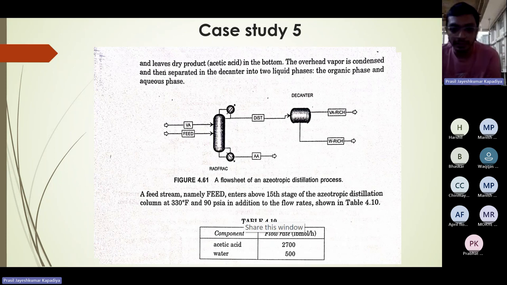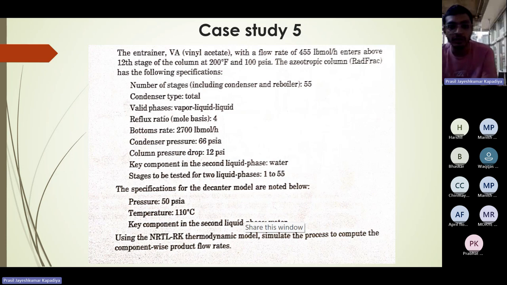The feed stream, namely feed, enters about the 15th stage of the azeotropic distillation column at 330 Fahrenheit and 90 psia, in addition to the flow rates shown in the table. So here acetic acid and water flow rates are given, and the temperature, pressure condition and the feed tray location are given for acetic acid and water. The entrainer vinyl acetate with a flow rate of 455 pound moles per hour enters the 12th stage of the column at 200 Fahrenheit and 100 psia.